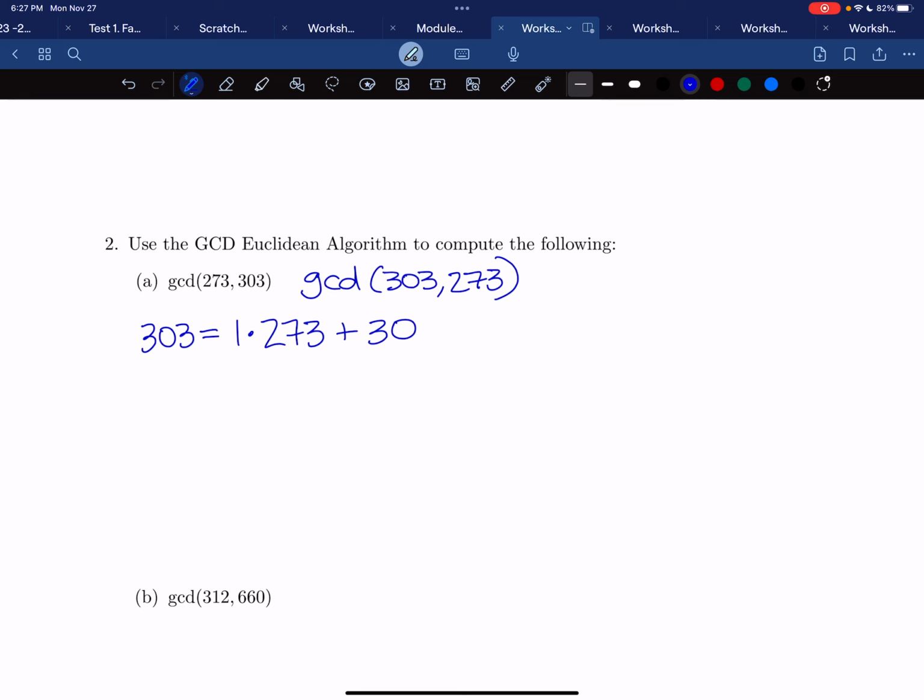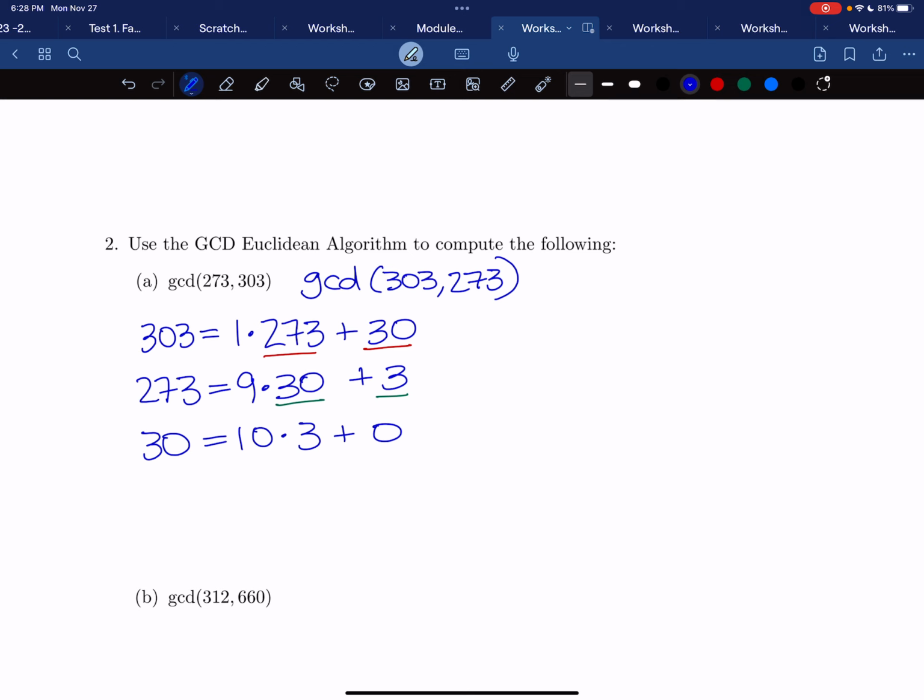Okay, and now we're going to take these values and scoot them over. So what you'll see is I'm going to say 273 is equal to a certain number of 30s. How many 30s can I fit in there? I can fit 9 times 30 is 270, and I'll have 3 left over. At this point, I move the next ones over, 30 and 3. I say 30 is equal to 10 times 3 plus 0.